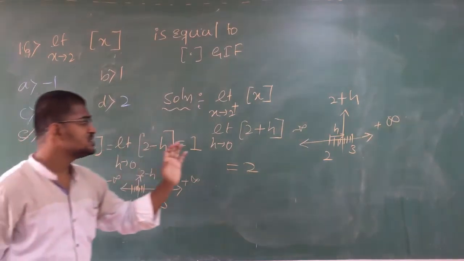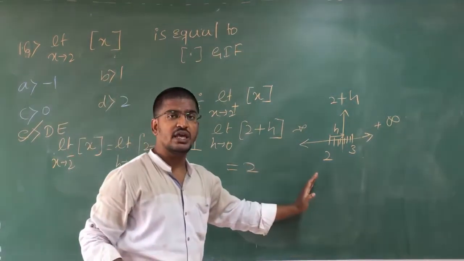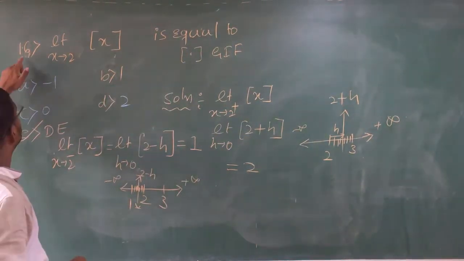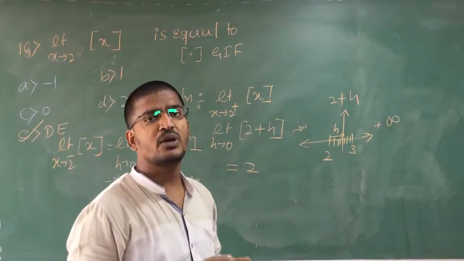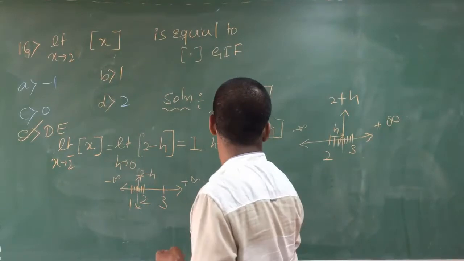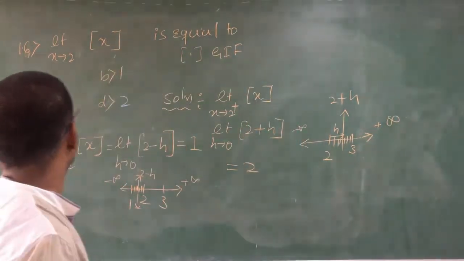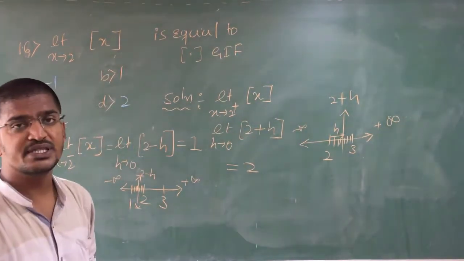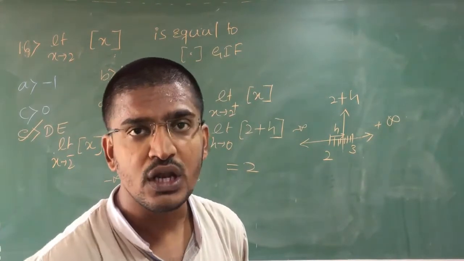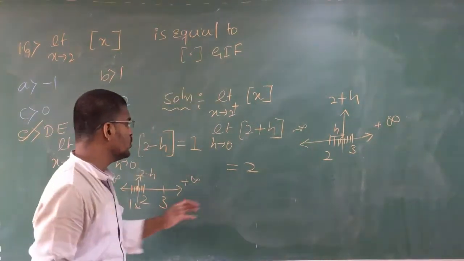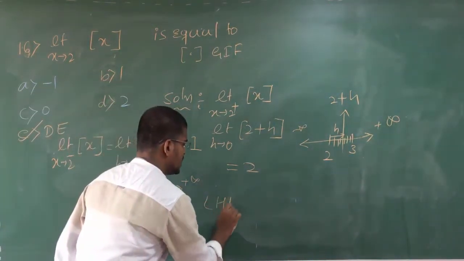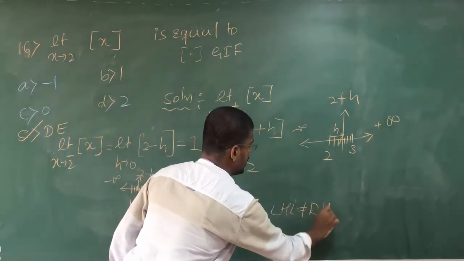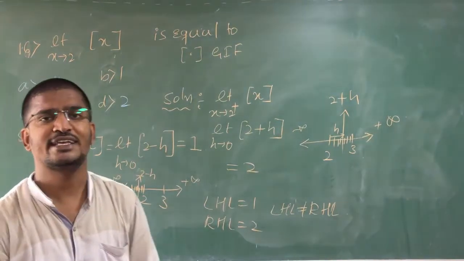Why? Because LHL is 1, RHL is 2, therefore LHL is not equal to RHL. So your answer will be does not exist for problem number 16. Problem number 14 is the right hand side of 2, problem number 15 is the left hand side of 2, problem number 16 is x tending to 2. Clear? So if you calculate as x tends to 2, LHL is 1, RHL is 2, therefore LHL is not equal to RHL, hence the limit does not exist.